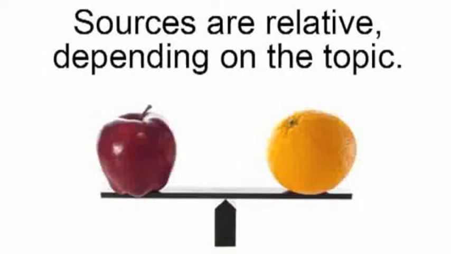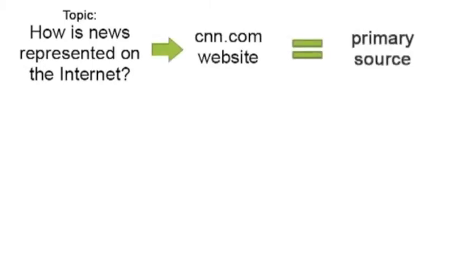One thing to keep in mind is that a source's classification as either primary or secondary can change depending on the topic that you're studying. For example, if you are writing about how the news is being represented on the Internet, a news site like CNN might be considered a primary source. If you're studying news on the Internet, CNN.com represents the object that you're studying.